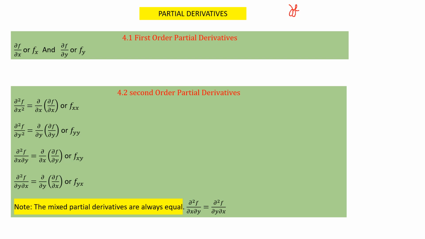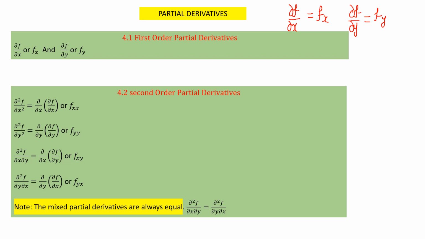The partial derivative of the function f with respect to the variable x is denoted as dou f by dou x, or sometimes we can write f sub x. Similarly, the partial derivative of the function f with respect to the variable y is denoted by dou f by dou y. Sometimes I can say f sub y.